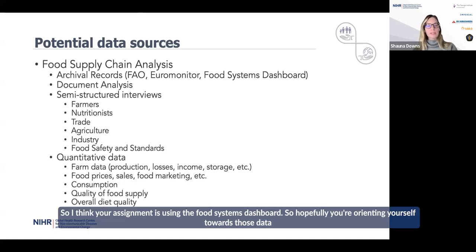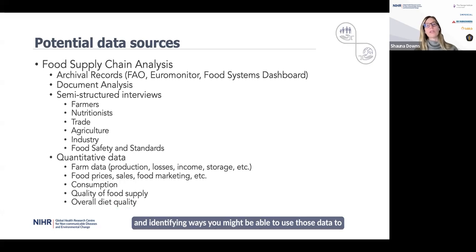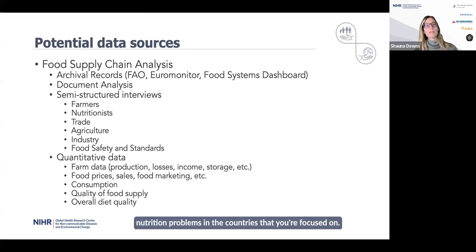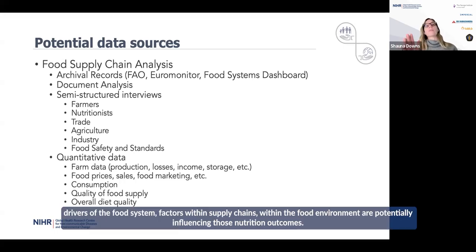So I think your assignment is using the food systems dashboard. So hopefully you're orienting yourself towards those data and identifying ways you might be able to use those data to inform some of the nutrition problems in the countries that you're focused on, but also identifying how different drivers of the food system, factors within supply chains, within the food environment are potentially influencing those nutrition outcomes.